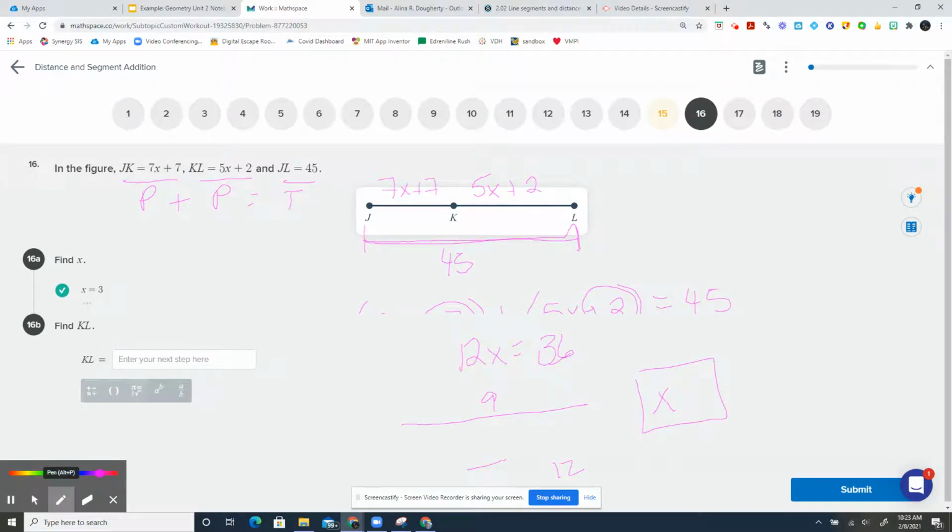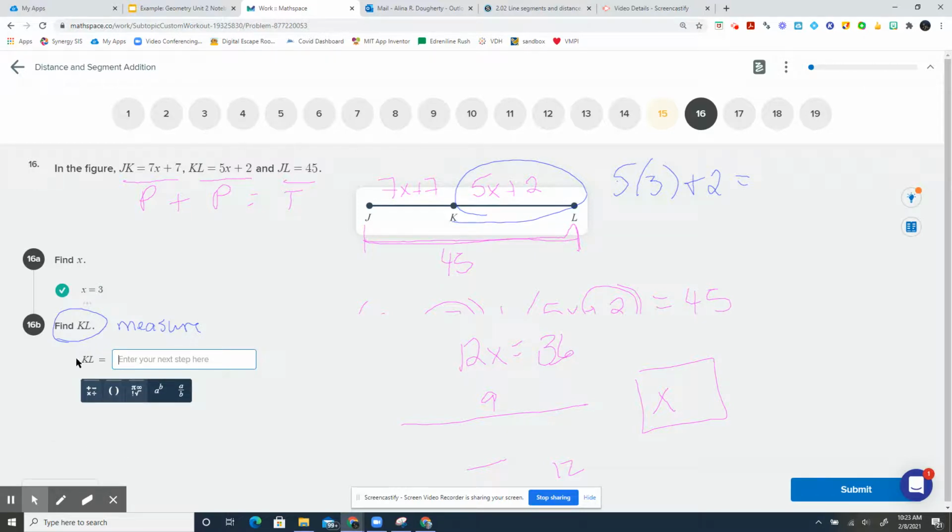So we've done all this work to find x, but now they're asking us KL. That means the measure of KL. I want to know how long it is, right? So KL is this piece. I've got to substitute my 3 back in here. So 5 times 3 plus 2 equals 15 plus 2 equals 17. Because I already have that KL equals, I think I should just be able to put 17.